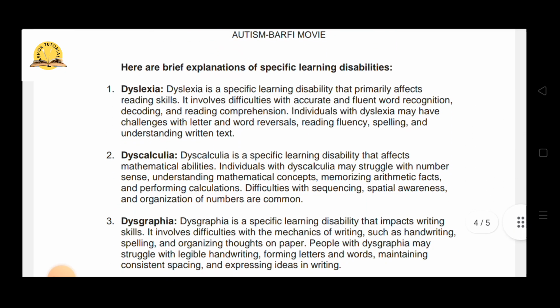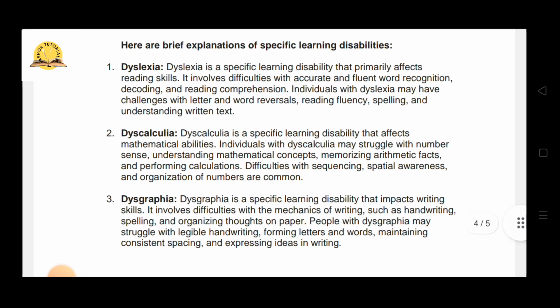Now let's see some brief explanation of specific learning disabilities. All right, great. So here specific disabilities are given. For example, dyslexia. Now what is dyslexia? We have seen dyslexia in the case of Ishan, right? So dyslexia is a specific learning disability that primarily affects reading skills. Yes, as I was saying, he was not able to read. Whenever he wanted to read, the letters started dancing, right?